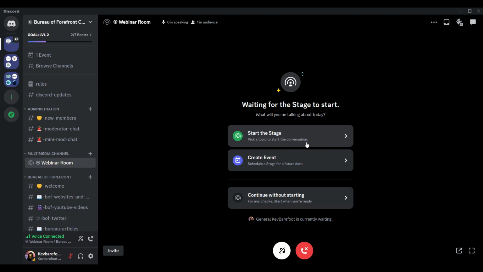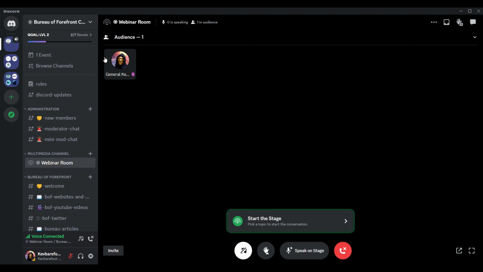Now you can actually start the stage immediately. So you pick a topic to start the conversation. You can create another event while you're waiting, or you can continue without starting. Now what that means is you can enter the room while everybody's still waiting in the audience. Okay, so I'm in. If there was any more in here, they would be showing up here, but they wouldn't be in here. They'd be in the waiting room, and that's shown by that.